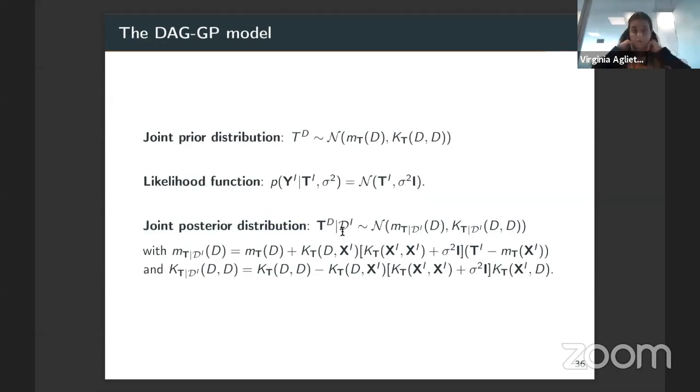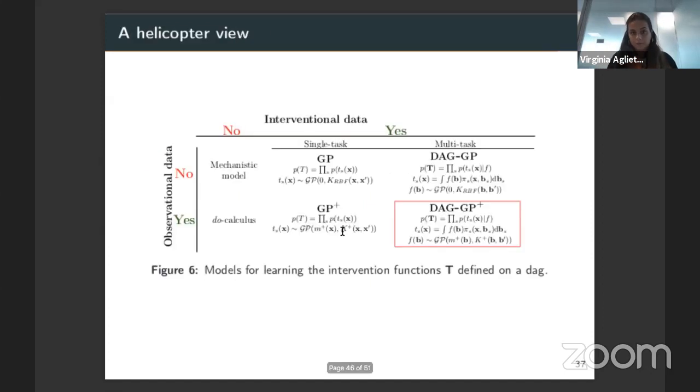We also assume a likelihood function, which is Gaussian, and we get a joint posterior distribution with standard GP updates. So overall, what is the idea? Well, the idea is that if you have observational data, you have interventional data, and you have some conditions in the causal graph that are then given in the theorem that I'm not specifying here, you can construct what we call a DAC GP model, so this multitask GP formulation that allows you to integrate observational data, interventional data, and to exchange information across different experiments so that you can learn about this potential outcome that you can get from the graph in a much more efficient way.